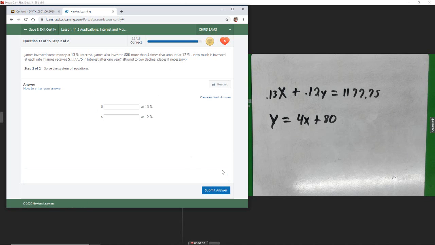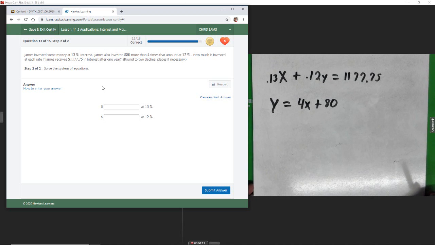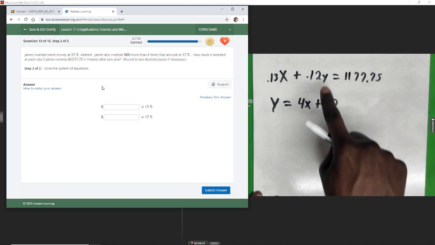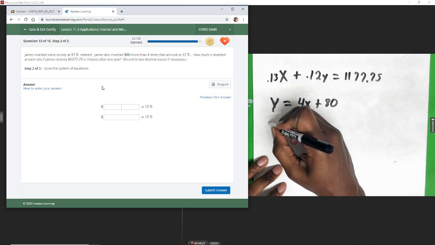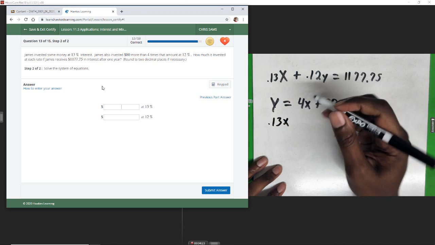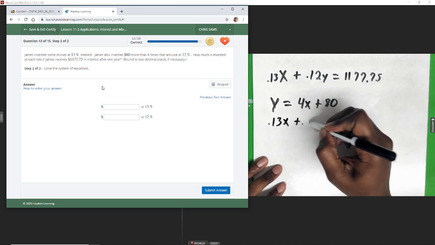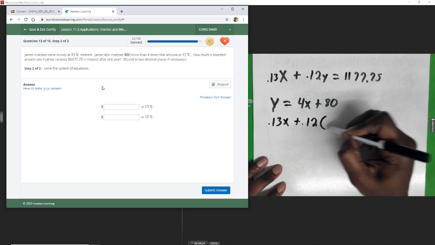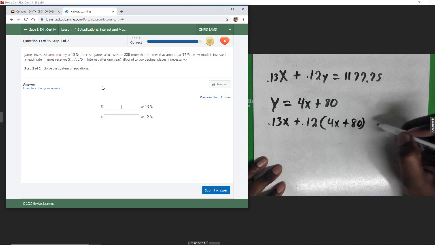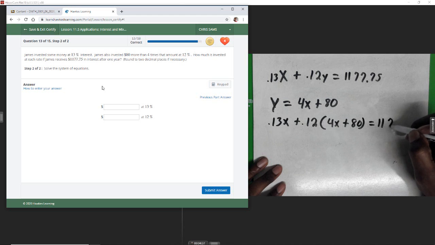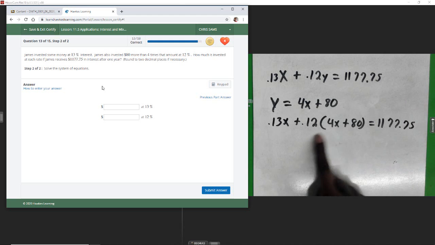All right, now we got part 2. Part 2 wants us to actually solve it and find out how much. So we've been doing this all along. This one is going to be better suited for substitution. So we're going to substitute this equation in here, and we'll get 0.13x plus 0.12 times, and instead of y, we have 4x plus 80, equals the 1177.75. All right, so we're going to distribute 0.12.